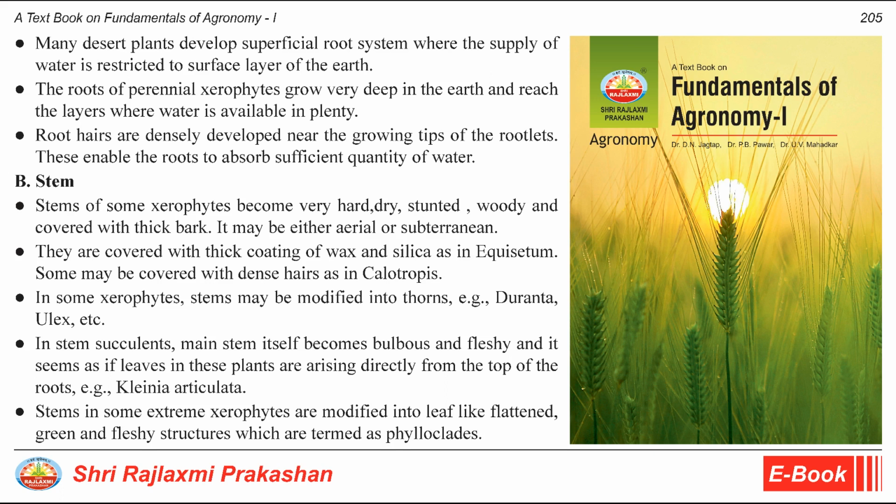In stem succulents, the main stem itself becomes bulbous and fleshy and it seems as if the leaves in these plants are arising directly from the top of the roots, for example, Caralluma articulata. Stems in some extreme xerophytes are modified into leaf-like flattened, green and fleshy structures which are termed phylloclades.